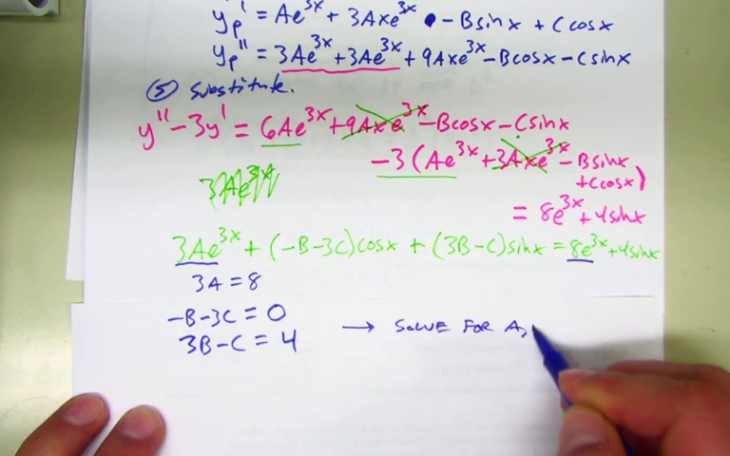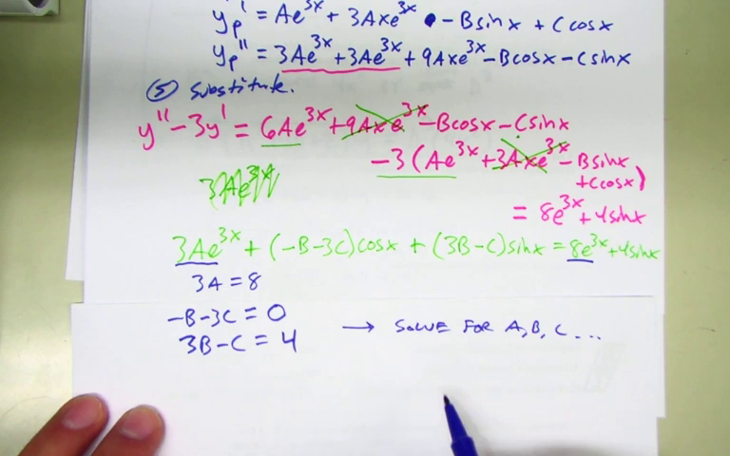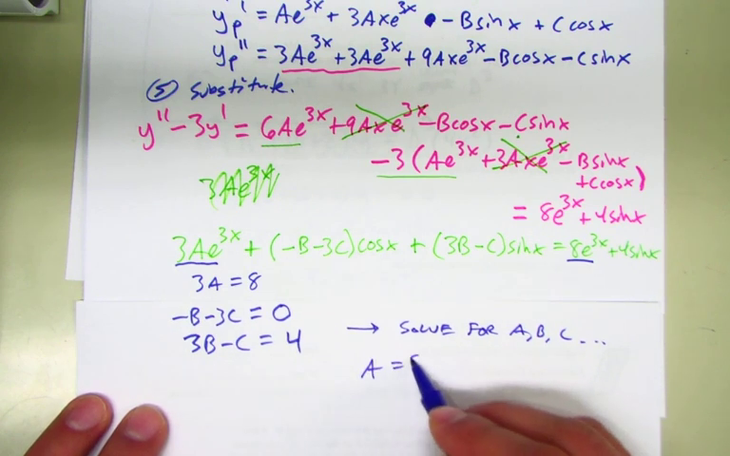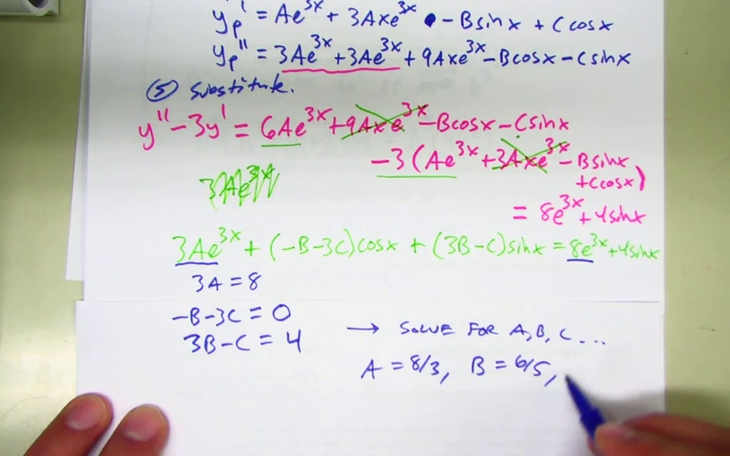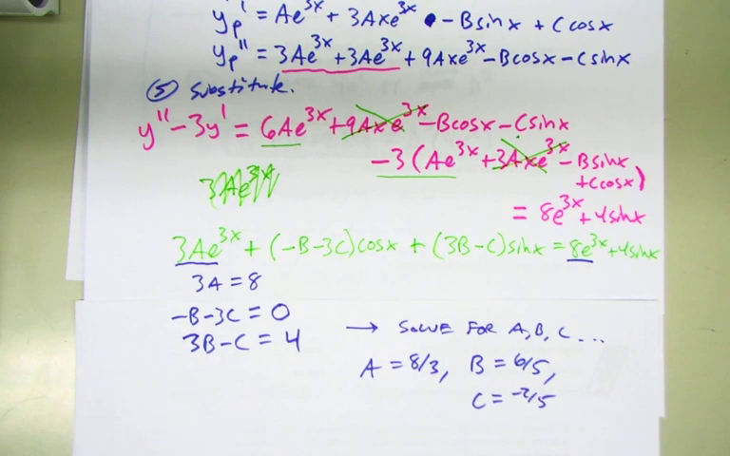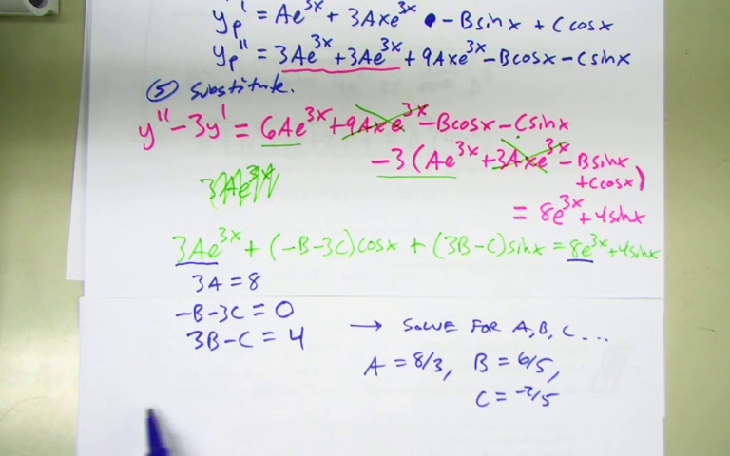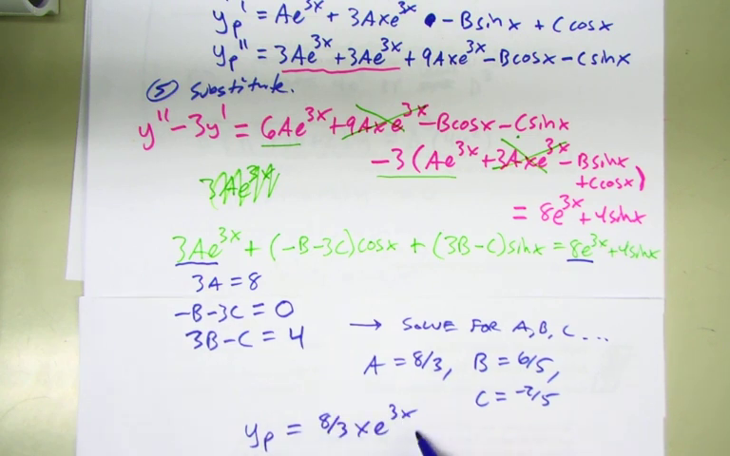for a, b, and c, then you're going to get a equals 8/3, b is going to be 6/5, and c should end up being negative 2/5. If you want to pause the video and make sure that that's right, that's fine. So now what we have is the particular solution looking like this: 8/3 x e to the 3x plus 6/5 cosine x minus 2/5 sine x.